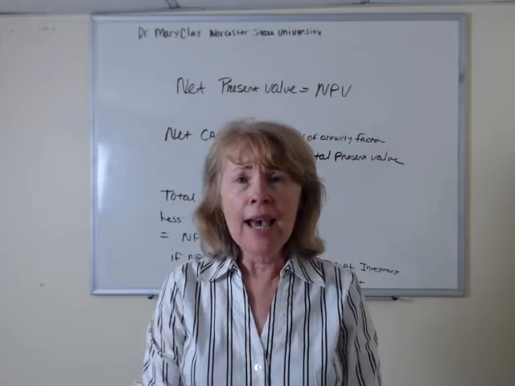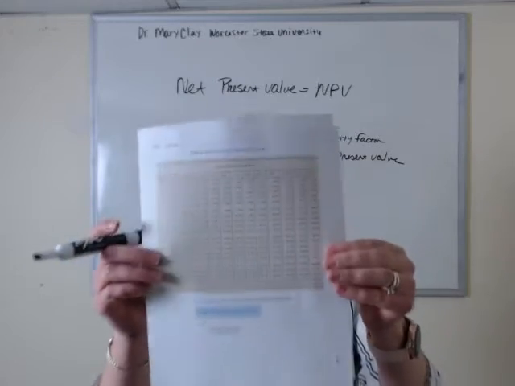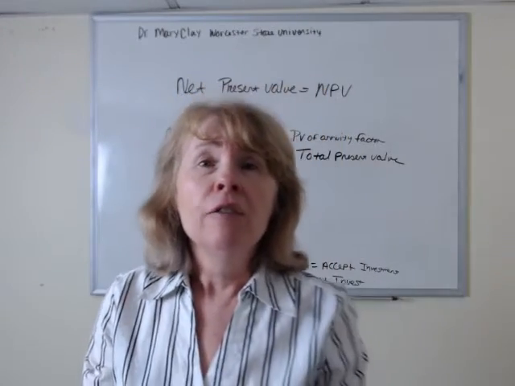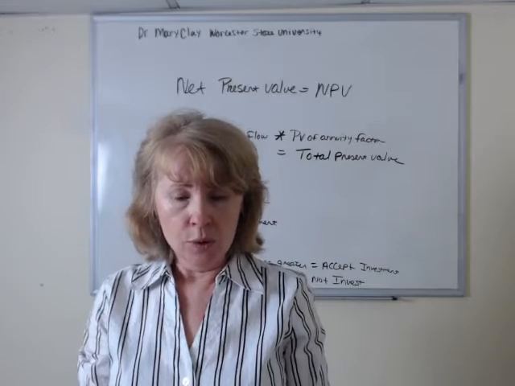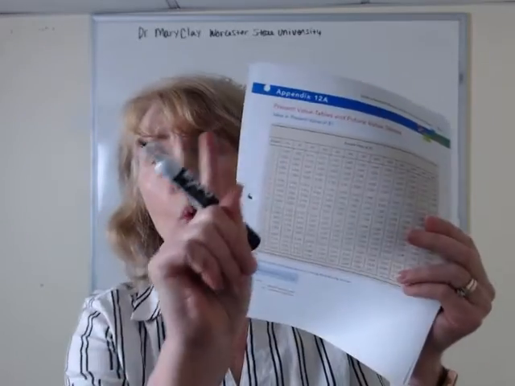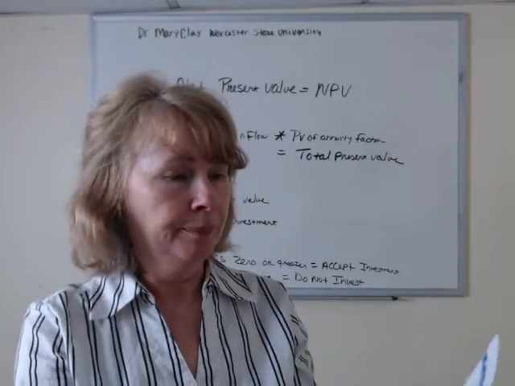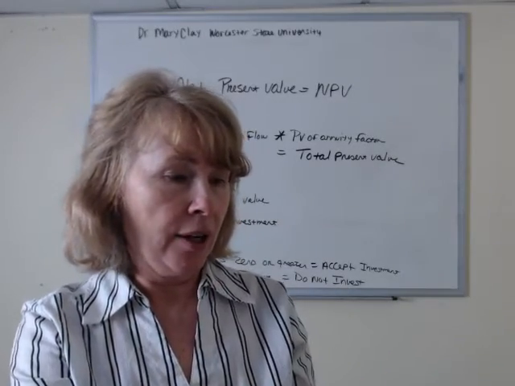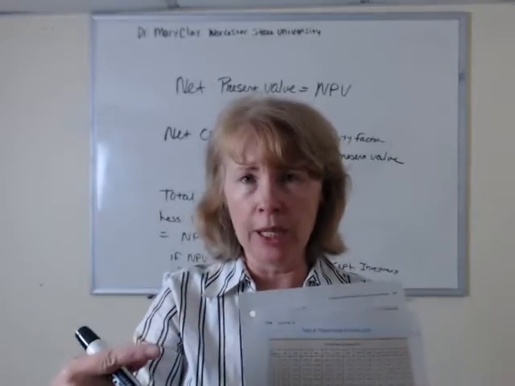Okay, what I have right now is a table. Some of you, if it's been a while, might not have seen factor tables. There's present value of 1, that's one lump sum. There's present value of annuity. That's the same amount every period.